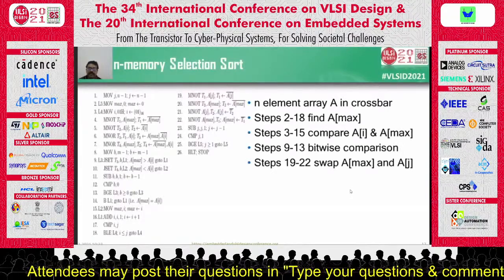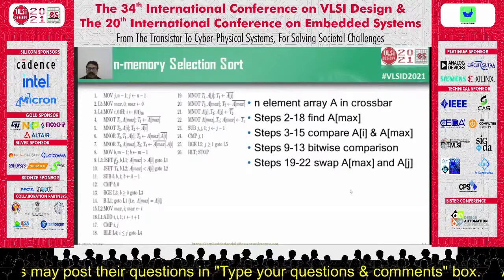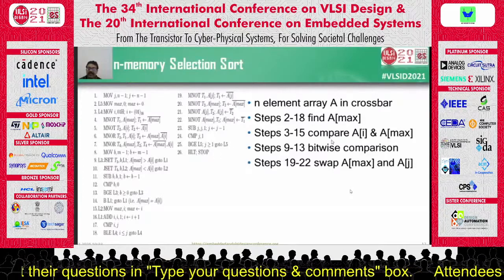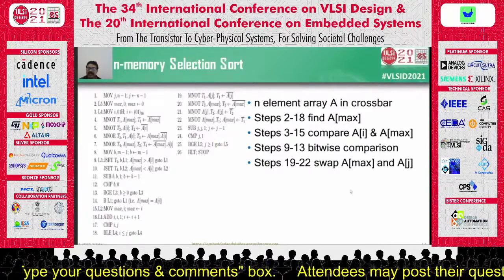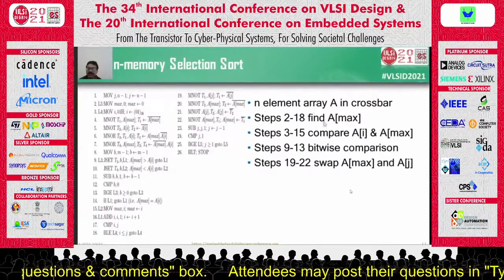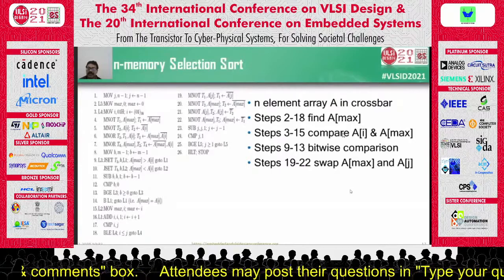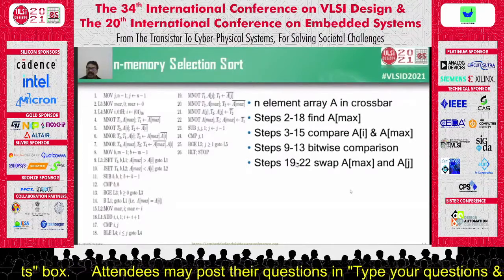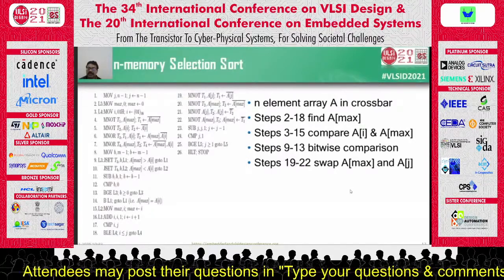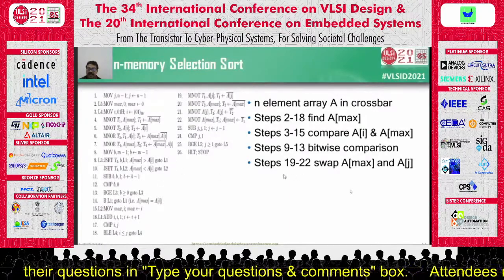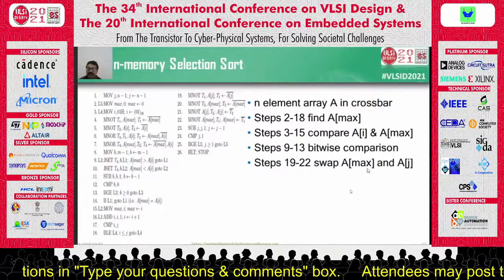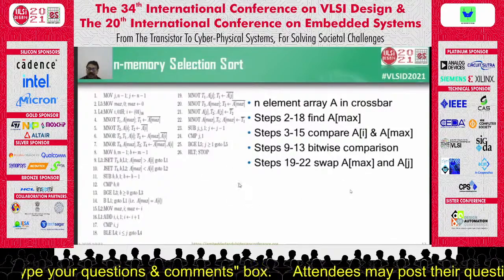The in-memory selection sort has been implemented. Here you can see that it performs a selection sort on n elements within the memory, and steps 2 to 18 find the maximum element in each pass, while steps 3 to 15 perform the comparison operation, and steps 19 to 22 perform the swap operation, all within the memory.